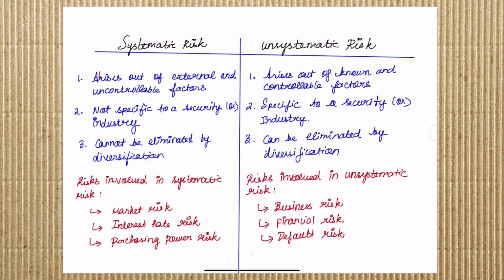When it comes to unsystematic risk, it's exactly the opposite. Unsystematic risk arises out of known and controllable factors. We can control it, it is specific to a security or industry, and it can be eliminated by diversification. The risks involved in unsystematic risk are business risk, financial risk, and default risk. So let us see what these risks are with some examples.